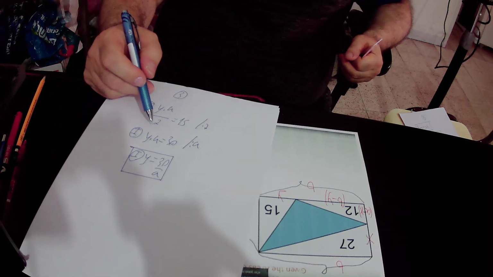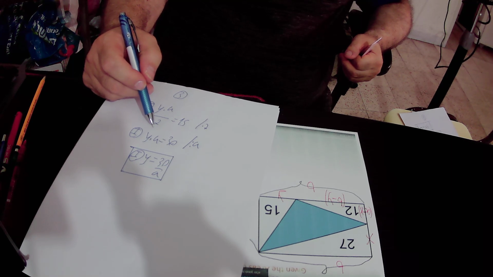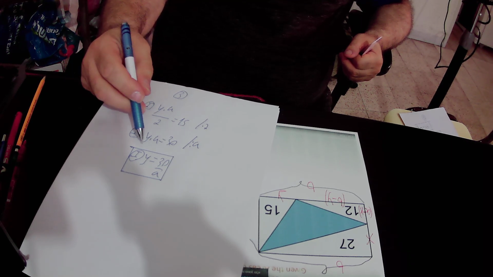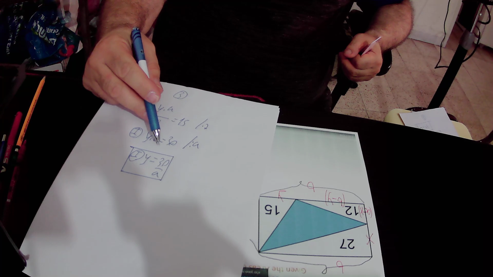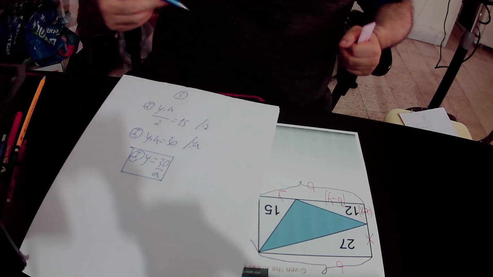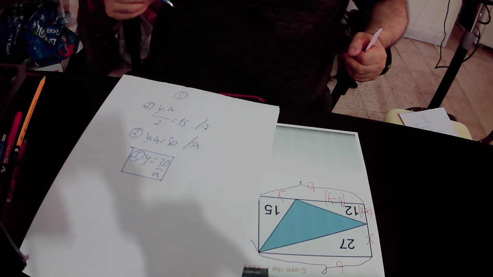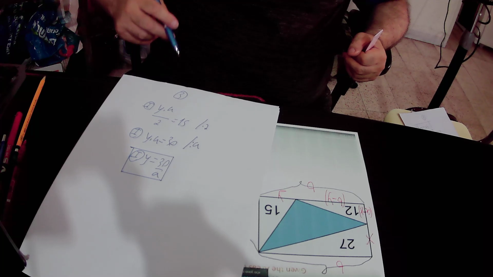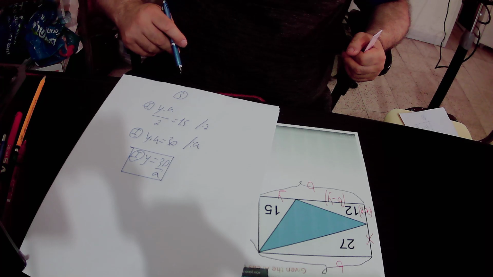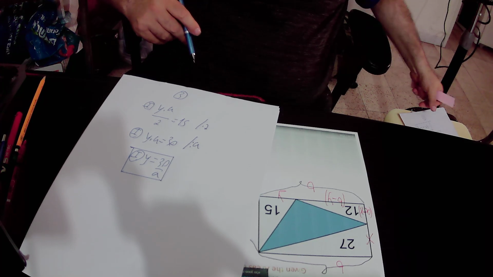So here we divided both sides of the equation by a. We got that y equals 30 over a. So we take y out of the first equation. We will do the same thing for x. We will take x out of the second equation.